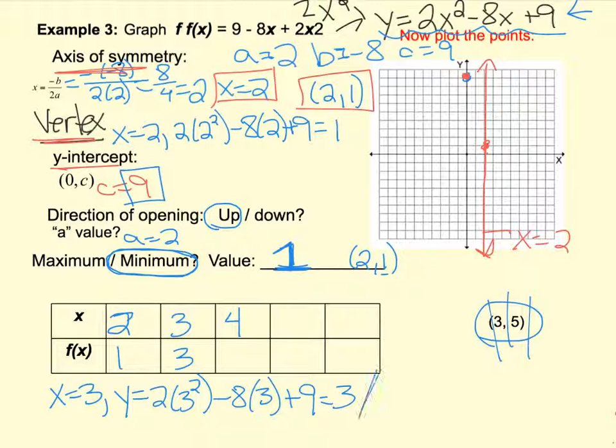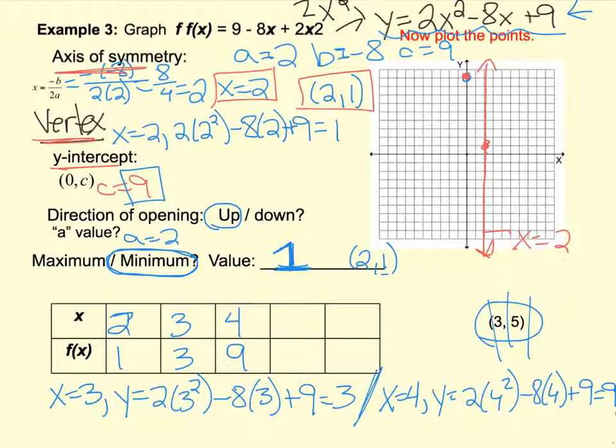And then the next one is when x equals 4, y is going to equal 2 times 4 squared minus 8 times 4 plus 9. And that equals 9. So when x is 4, y is 9.